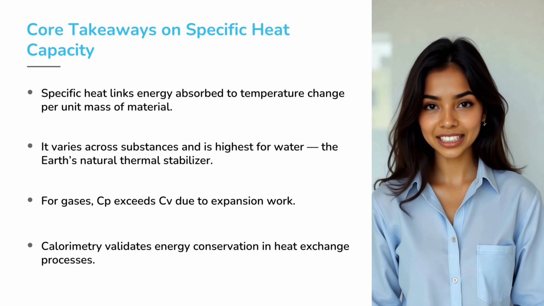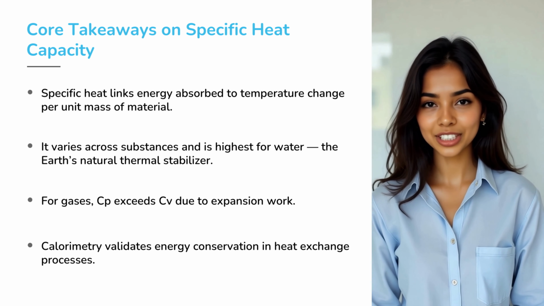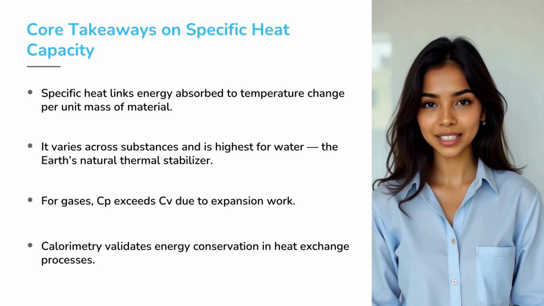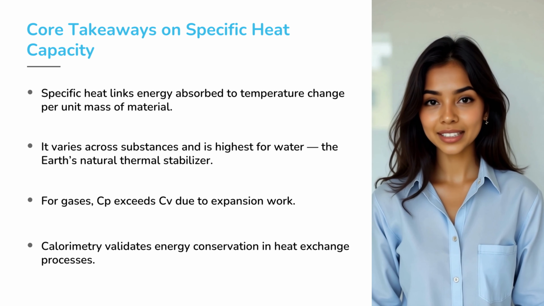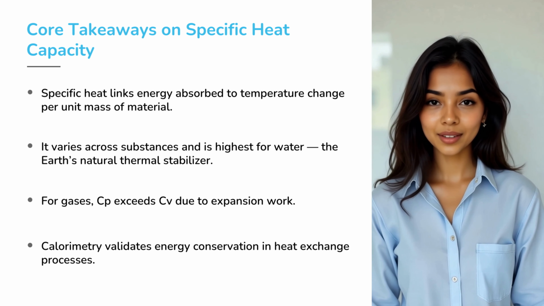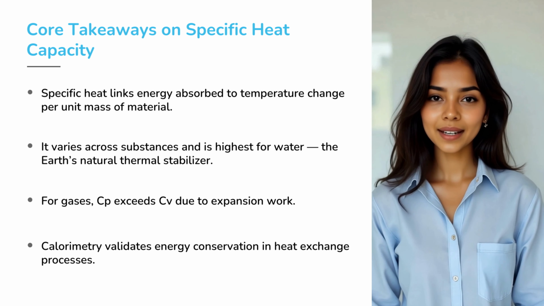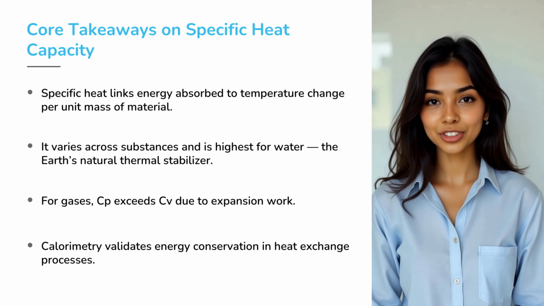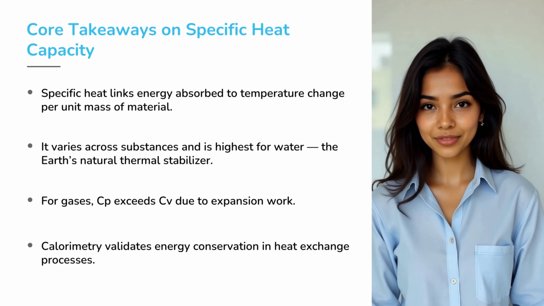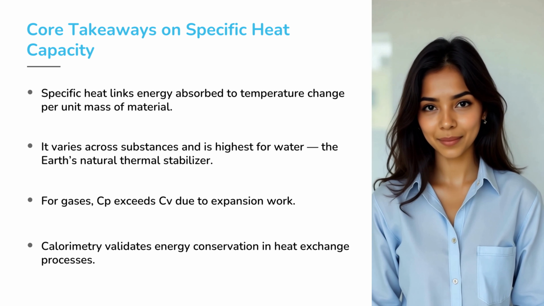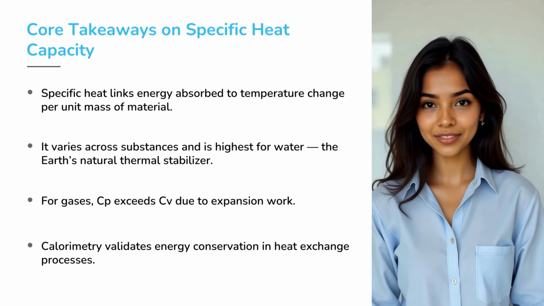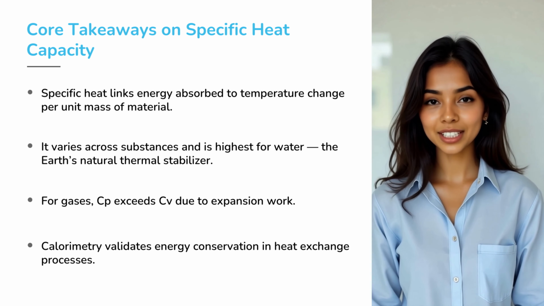Specific heat capacity tells us how much energy a material can absorb before its temperature changes, a direct link between heat and molecular motion. We saw that it depends on the nature of the material and that water, with its huge specific heat, acts as Earth's climate regulator, moderating ocean and atmospheric temperatures. For gases, we learned that heat capacity differs depending on whether the gas is allowed to expand, giving us C sub P and C sub V.